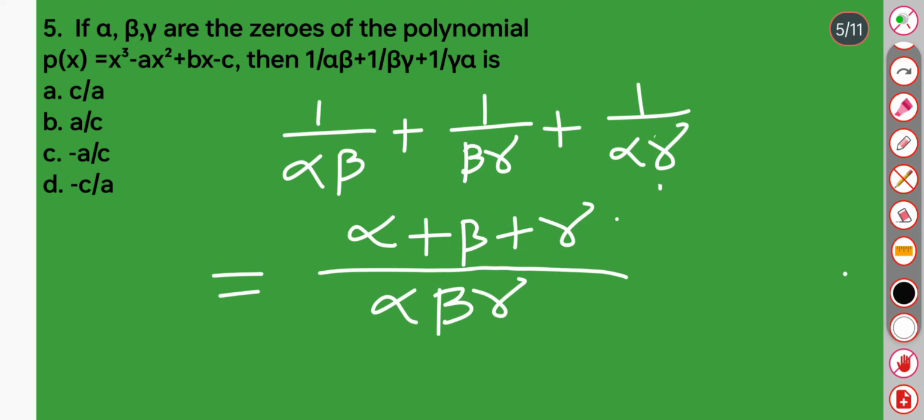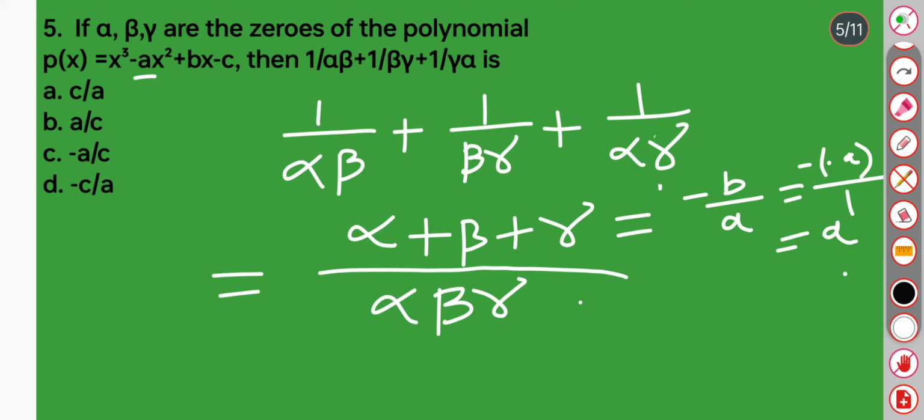So the sum of zeros formula is minus b by a. If you find this, you will get minus b by a. Here my b value is minus a. So if you put here minus of minus a by 1, ultimately you will get a. And alpha, beta, gamma, this value, how much will you get?